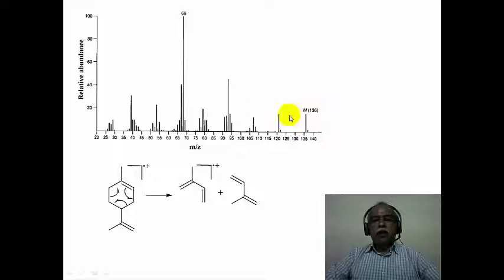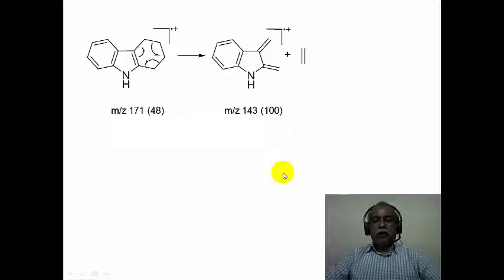The molecular ion peak has only a small relative abundance of about 20% or so, whereas the fragmented ion is much more abundant in this particular case. So this is a very classical textbook example of a retro-Diels-Alder reaction of limonene taking place to give isoprene as the fragmented molecule. This is a tetrahydrocarbazole molecule. This has a molecular weight of 171 because it has an odd number of nitrogen. The molecular weight is also odd. The molecular ion is registered at 171, at 48% relative abundance.